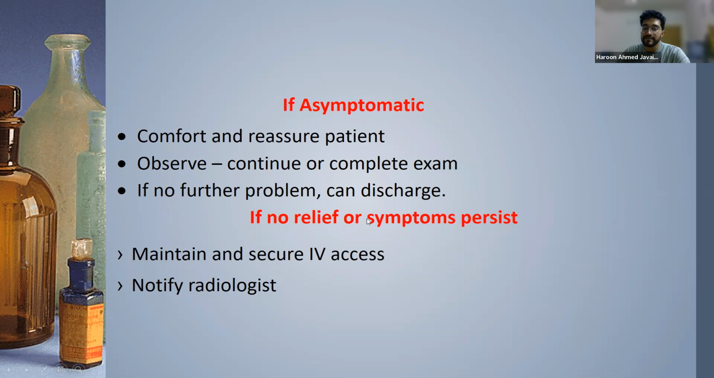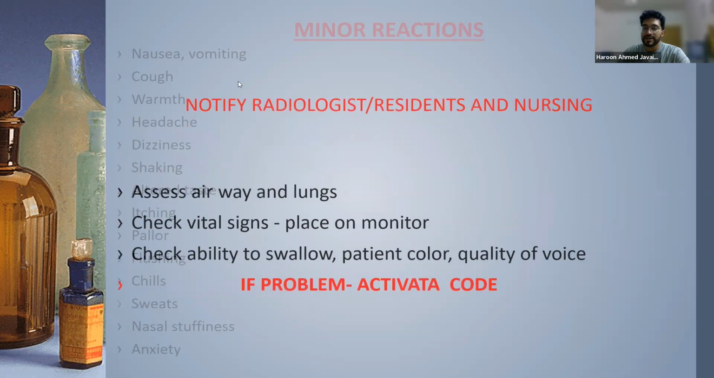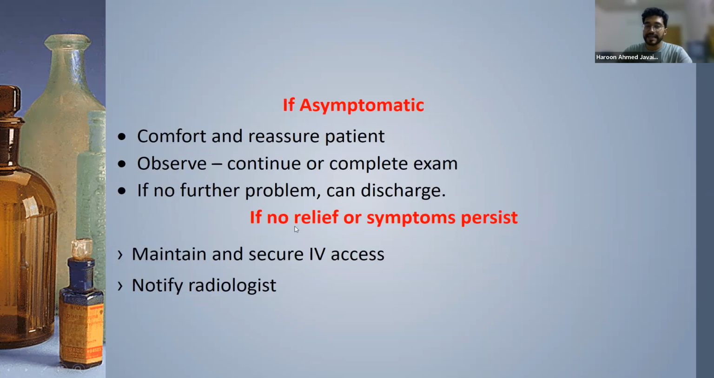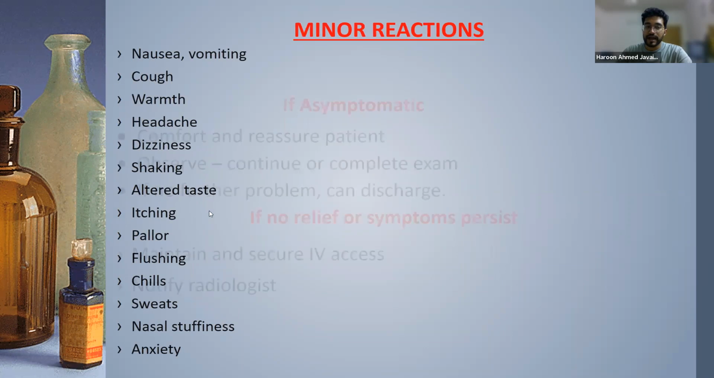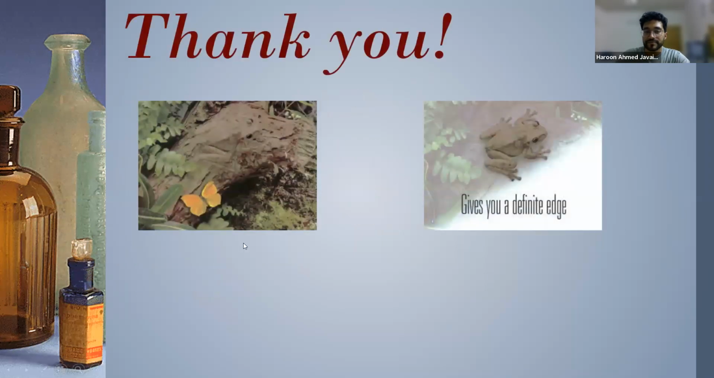If the symptoms persist, again, we're talking about a minor reaction now, because if it was major, you're doing the whole code activation, ABCs, calling the residents, okay? But over here, if he still has these minor symptoms, which are altered taste and so on, and they're persisting or not relieving, then you may again notify the radiologist and secure an IV access. Why is securing IV access so important? Because you may need to give multiple medications one after the other. You can't keep on injecting the patient because it takes a really long time. So you just maintain one IV access, and every time you just attach the medication to the IV drip. And that's about it.